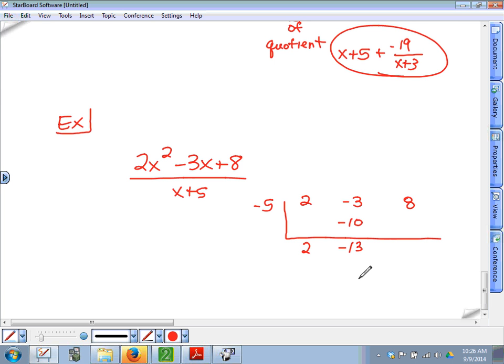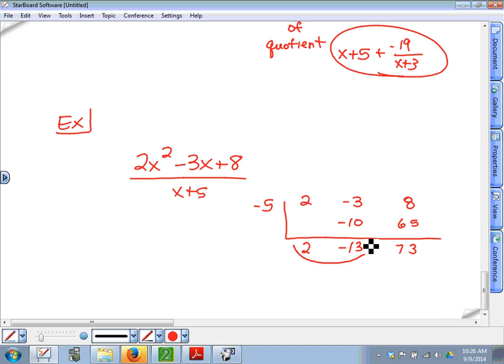Ooh, man, negative 60 or positive 65. What is that? That's 65. Negative 5 times negative 13 is positive 65. 65 plus 8 is 73. So the remainder is 73.